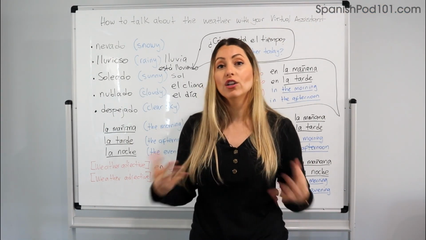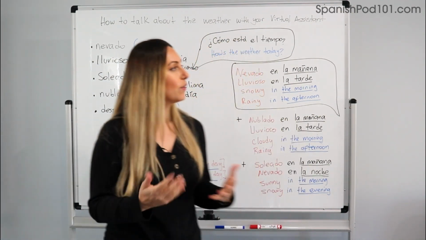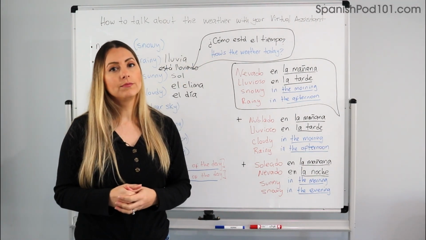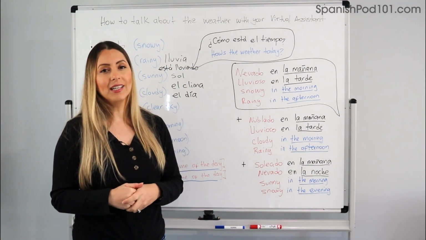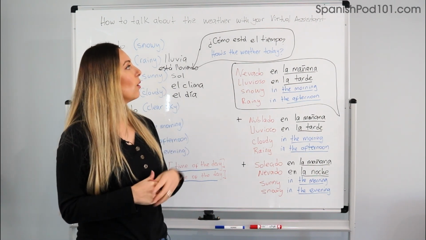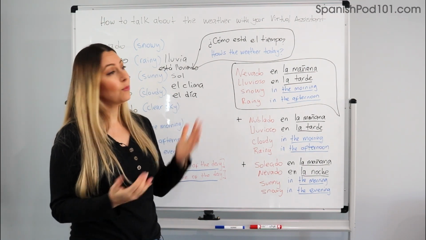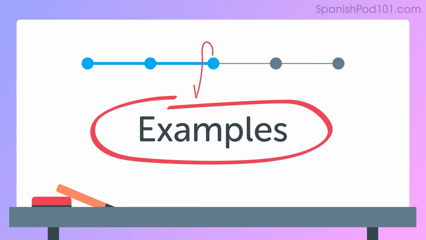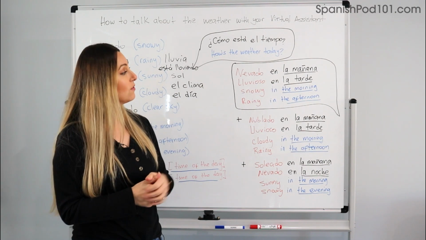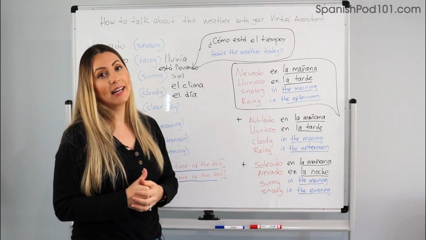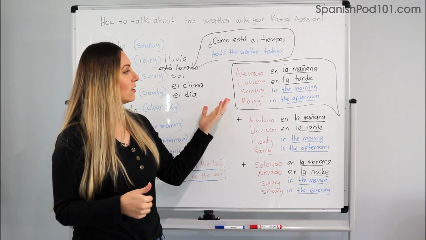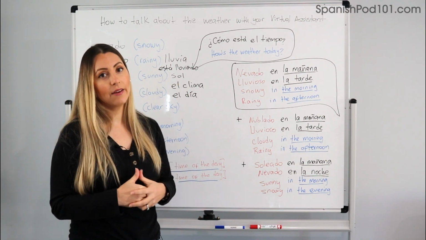We're going to put this in context in a conversation. So for example, we can have a person saying, ¿Cómo está el tiempo hoy? Today. ¿Cómo está el tiempo? What's the weather like today, or how's the weather, right? And let's have a look at some examples for these answers. We can say nevado en la mañana, lluvioso en la tarde. So that means snowy in the morning, rainy in the afternoon.